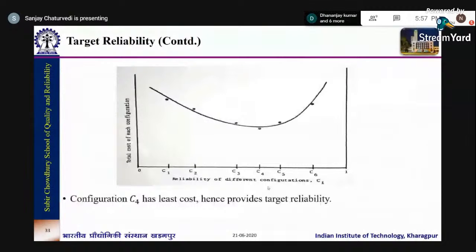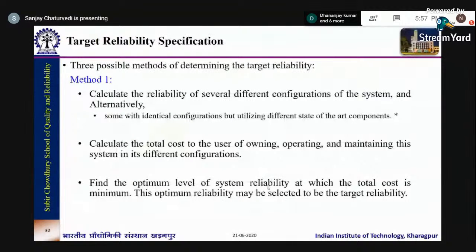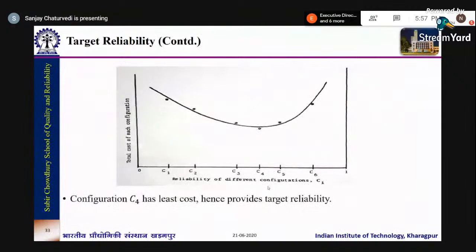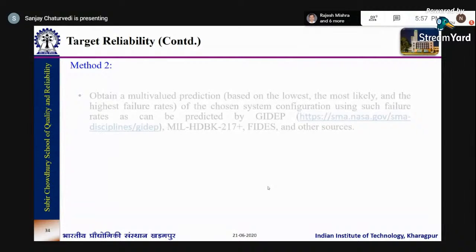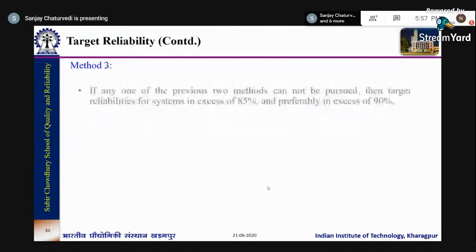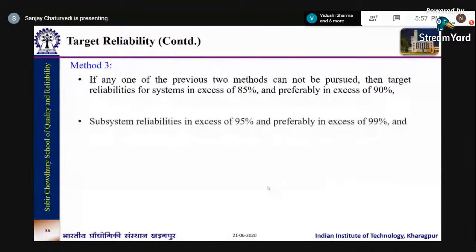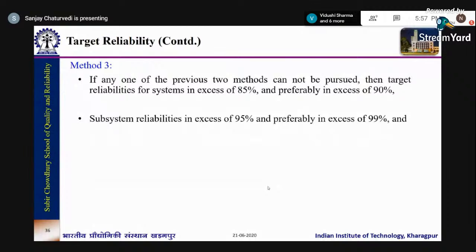This is related to how to set a target reliability for a given system. Yes, right? Generally, if you ask anybody, once you do any reliability study, they will say we have not set any reliability. So there are some methods. For instance, the third method is very easy. If neither of the previous two methods can be used, then you set the system reliability in excess of 85%, preferably 90%, and accordingly subsystems are divided.